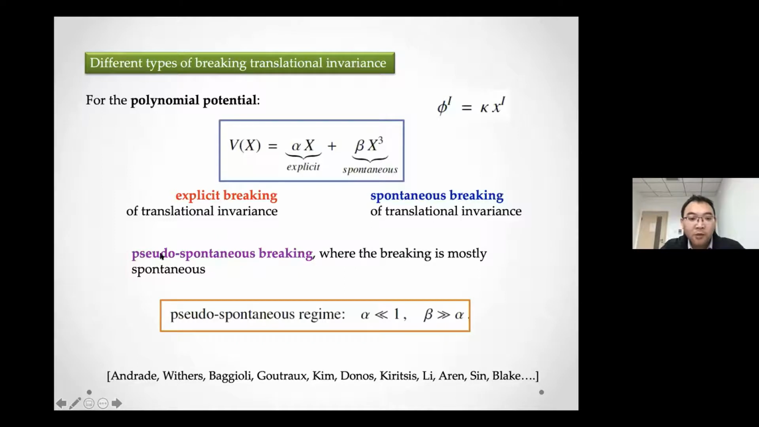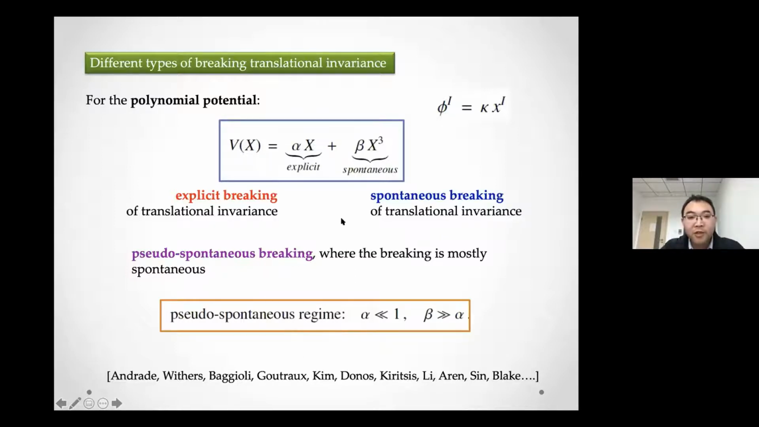And this term is for the spontaneous breaking of translational invariance. And there is also a very interesting case we call the pseudo-spontaneous breaking, where the breaking is mostly spontaneous. In this regime, we mean alpha is much smaller than 1 and beta is much larger than alpha. Actually, there are many papers that consider this kind of model.